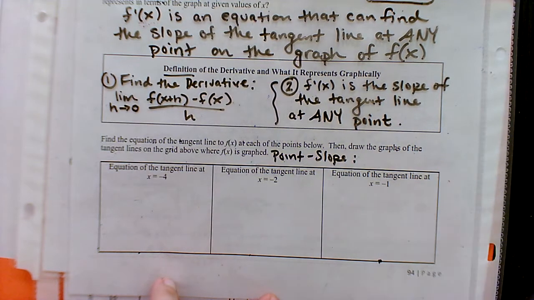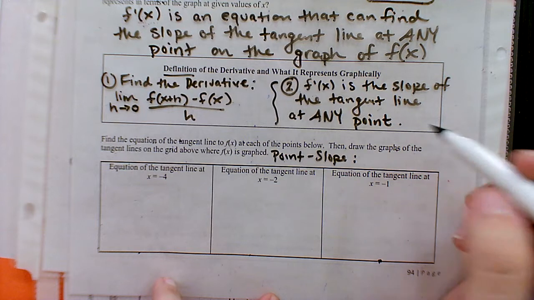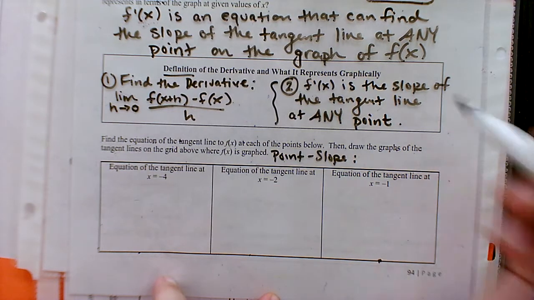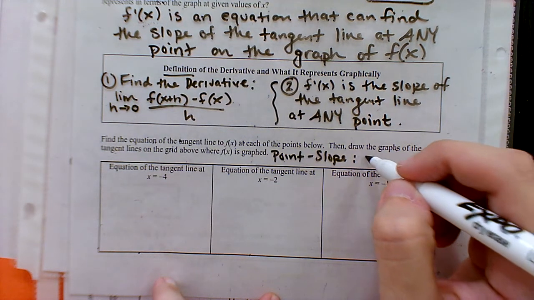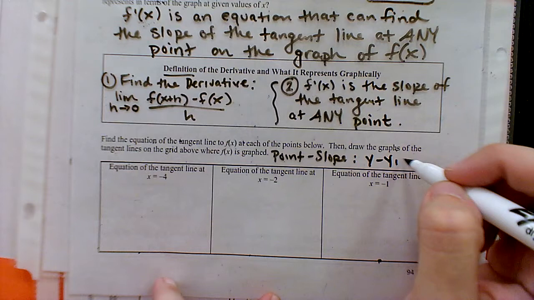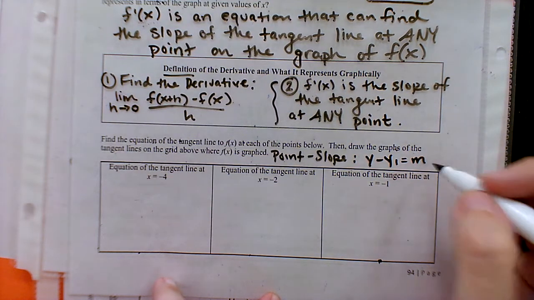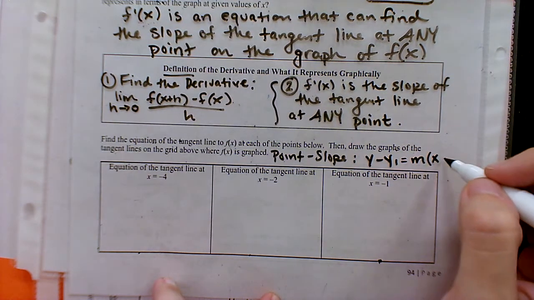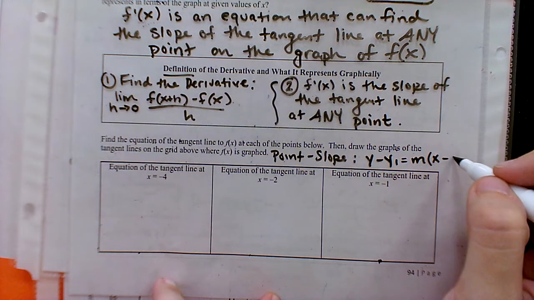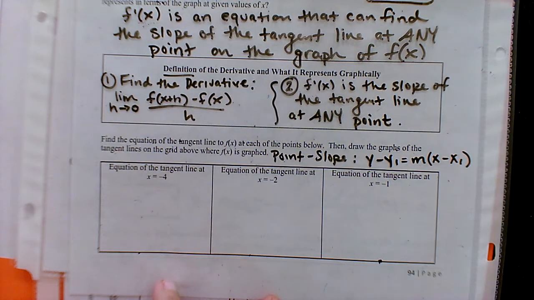Point-slope. It's kind of the crazy form of a line that no one ever remembers. On the left side would be y minus y1 equals m times x minus x1. Yep, there we go. Okay, we're going to use point-slope form.